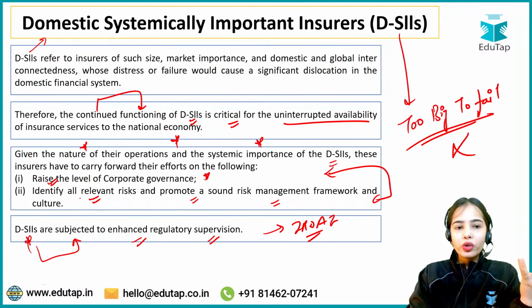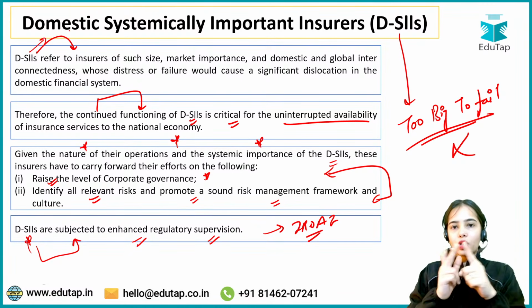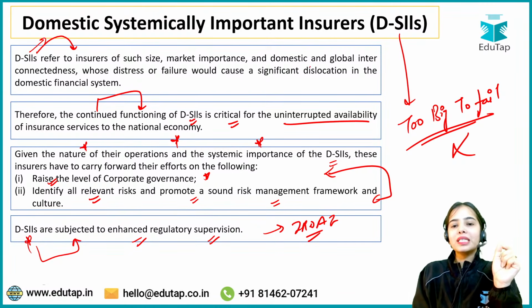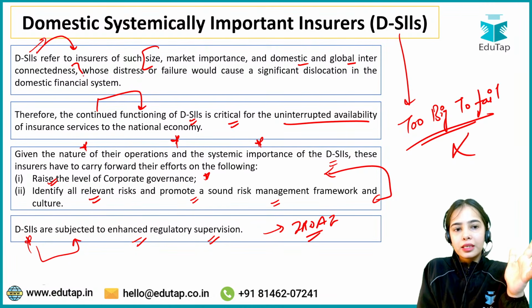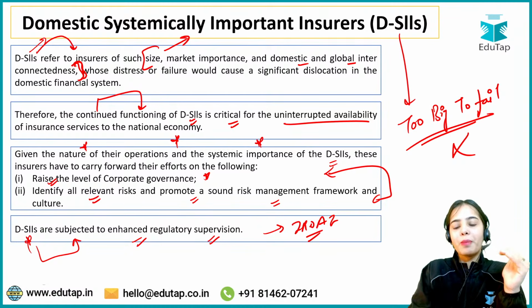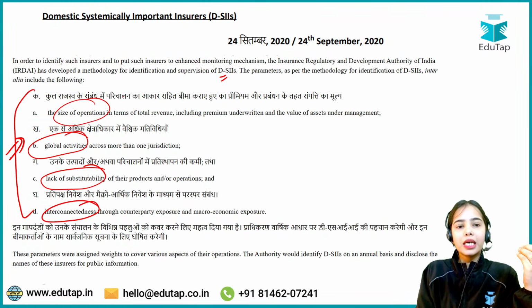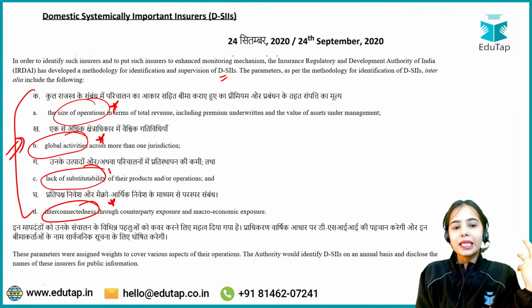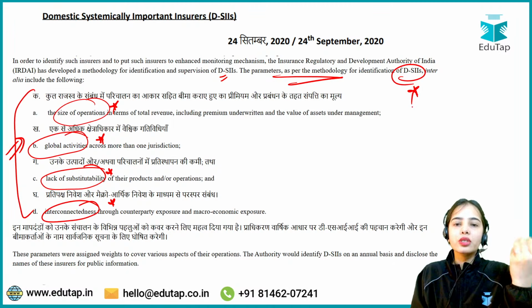Before, we discussed that the domestic systemically important insurers refer to insurers of such size, market importance, and global and domestic interconnectedness. So these can be seen through the parameters that we have seen here: the size of operations, the global activities, the domestic interconnectedness, and the lack of substitutability. These are the 4 parameters according to which the domestic systemically important insurers are identified.